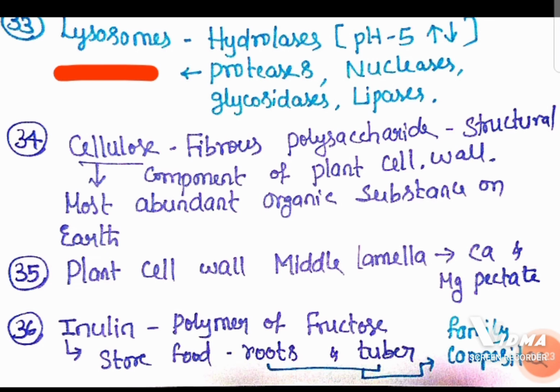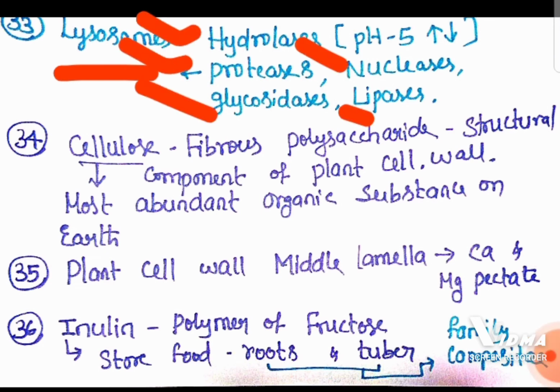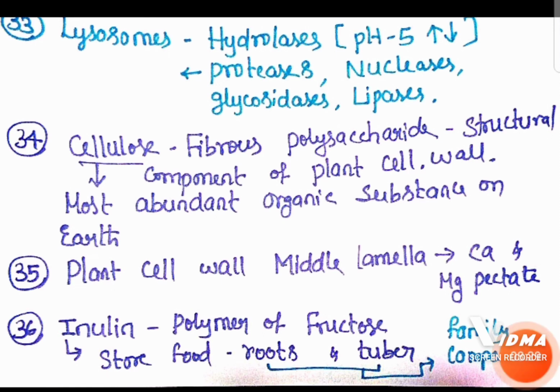Now, lysosomes are the suicide bags of the cell. You can find many enzymes like hydrolase, protease, nuclease, glycosidase and lipase. Remember, these different enzymes are present in lysosomes. In that, hydrolase is going to maintain a pH of 5, acidic pH.